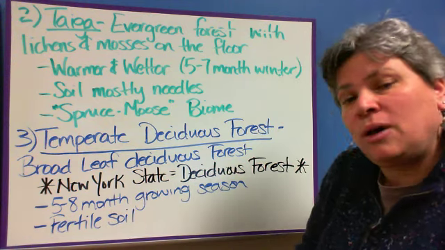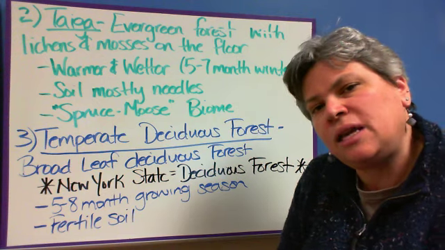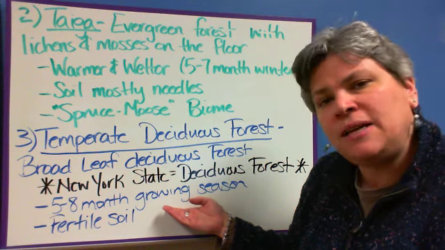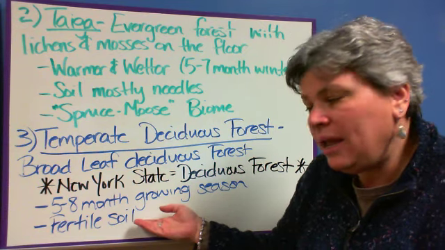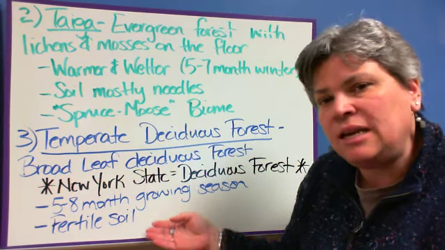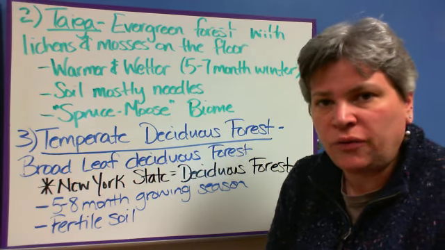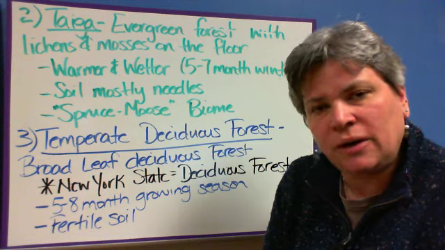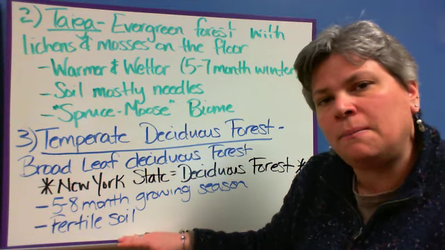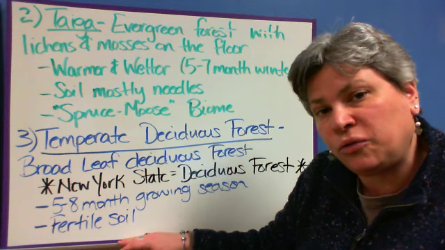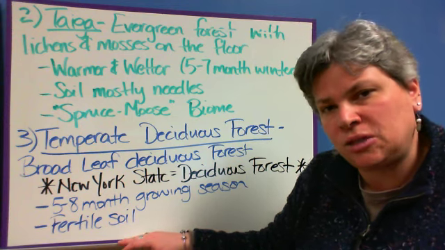It's a 5 to 8 month growing season. So instead of saying a 5 to 7 month winter, things change up a little bit. It's a 5 to 8 month growing season. And we have pretty fertile soil, which they didn't have in the taiga. We're able to grow many more things, whether it's a farm or just your yard, whatever it happens to be. We can grow a lot more in the temperate deciduous forest because the soil is so much more fertile or capable of allowing things to grow in it.